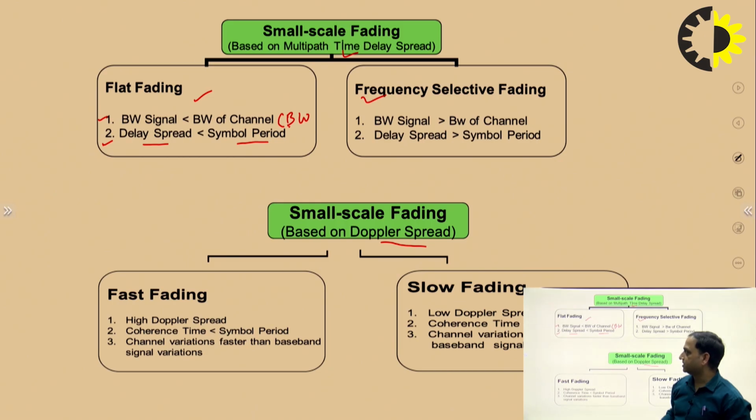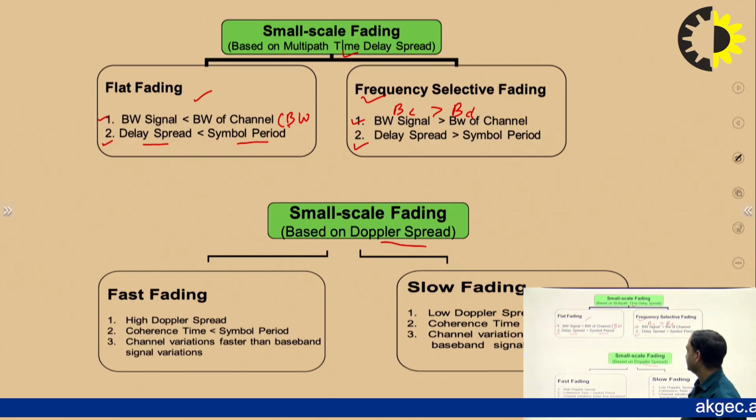Second, the delay spread is less than the symbol period. So these two cases are for flat fading, and opposite of that, when the bandwidth of the signal is greater than the coherence bandwidth, or the bandwidth of the channel, in both cases frequency selective fading can occur. The second case of frequency selective fading is when the delay spread is greater than the symbol period.